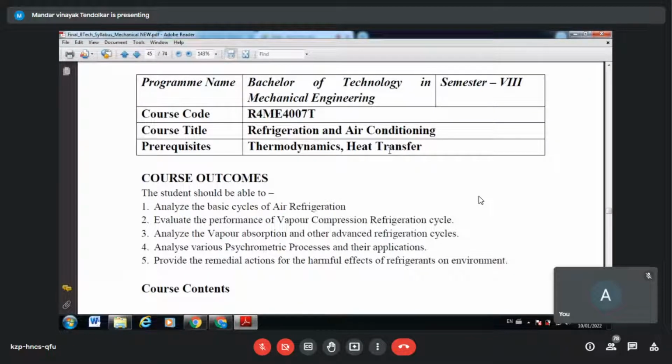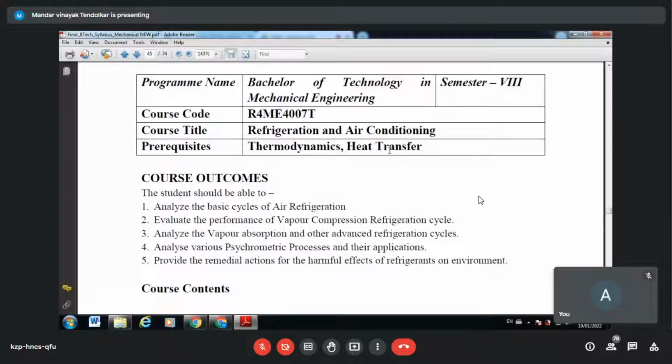Now the course outcome. Analyze the basic cycles of air refrigeration. Fine. This is altogether a separate part because once I say air refrigeration, that means you can apply the ideal gas law. So this is the simplest one. Then second, evaluate the performance of the vapor compression refrigeration cycle. So here, this is the cycle which is the heart of our domestic refrigerator.